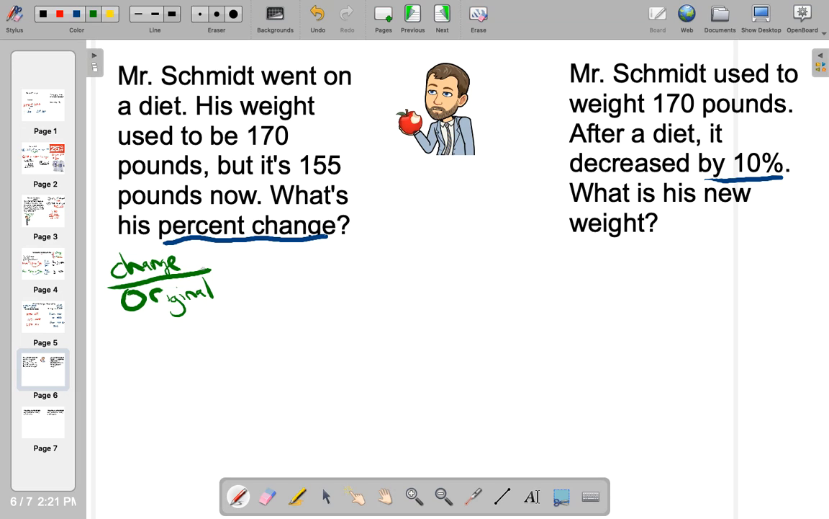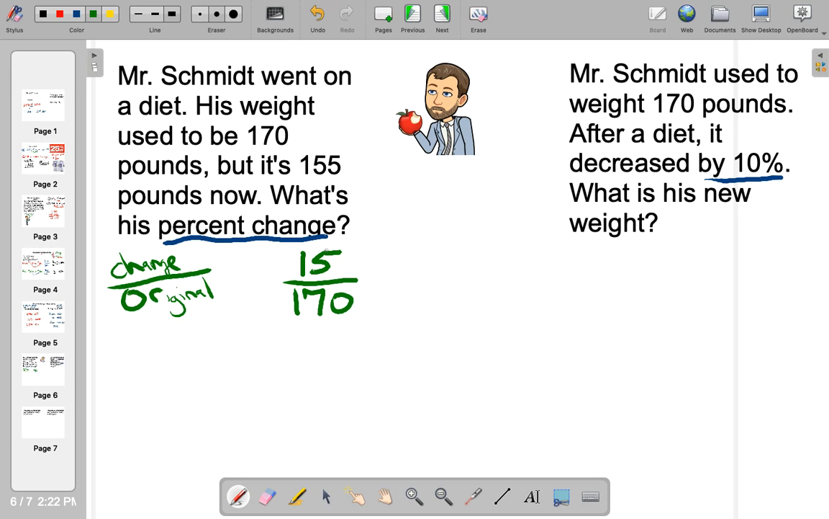So in our example, he used to be 170 pounds, meaning that has to be the original, okay? Now it's 155 pounds, and here is a very common mistake. People will write 155 on the top because that's what it changed to. But we want to know how much did it change, or what was the percent change. So from 170 to 155, as my friend 50 Cent would say, we are looking at 15 is the change.